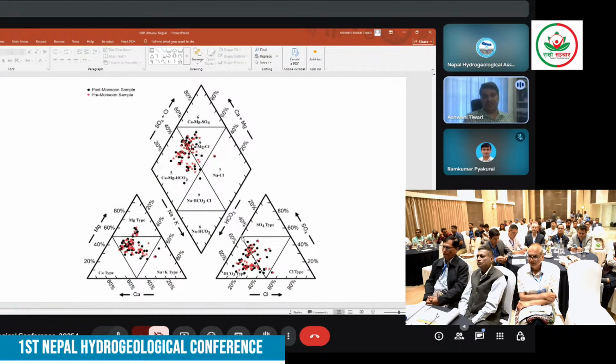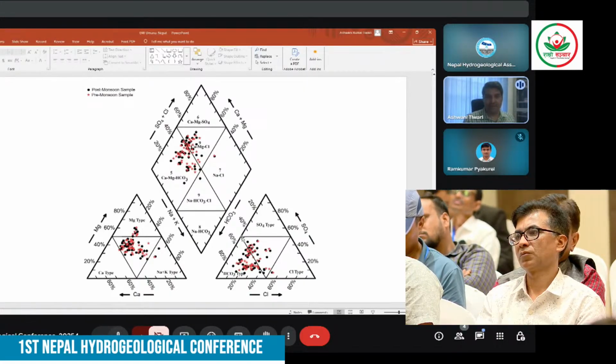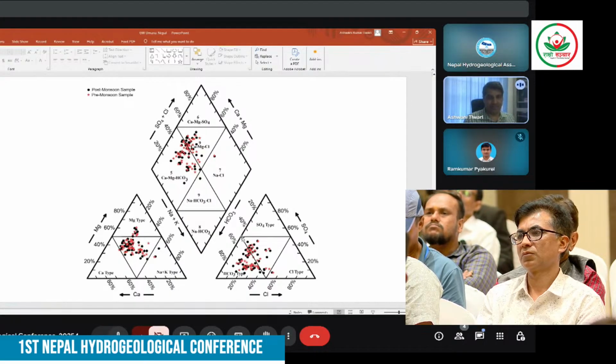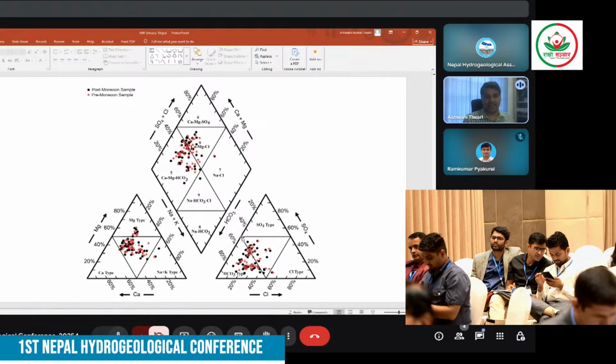Now we have also tried to understand the water type and hydrogeochemical facies using the Piper diagram. It's the diagram which helps to understand what the water type is and what the possible source is. You can see most of the samples plot in the calcium magnesium type, and some samples plot in the calcium, magnesium, chloride and sulfate dominance, which indicates that we have identified two major types of water. One is the calcium magnesium carbonate type, and the second is the calcium magnesium sulfate and chloride type.